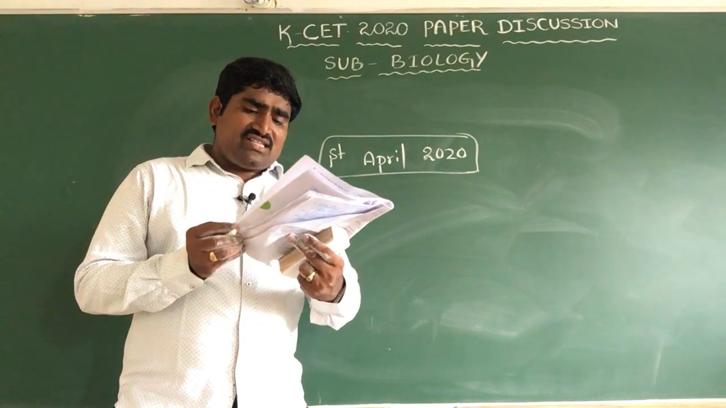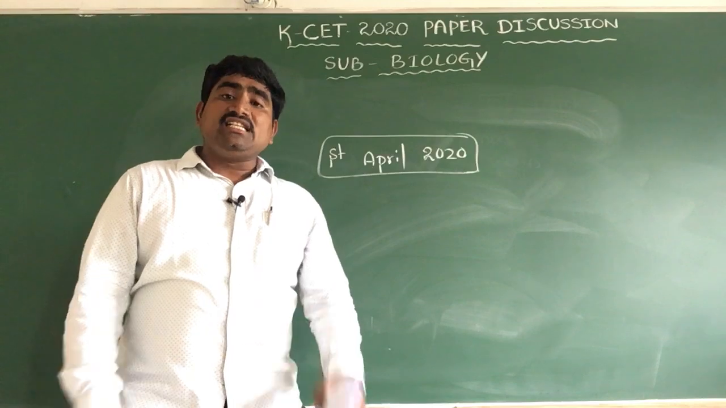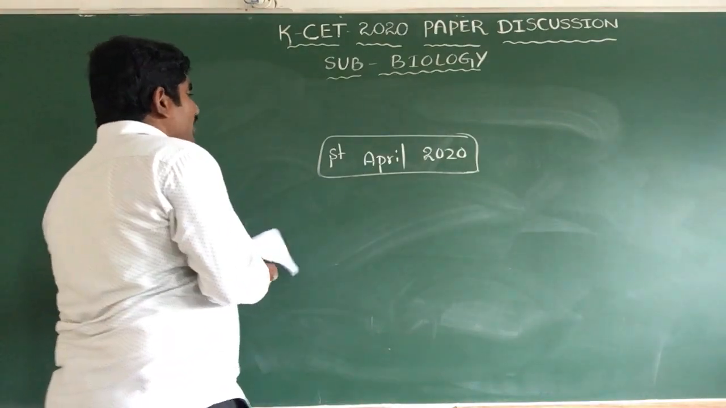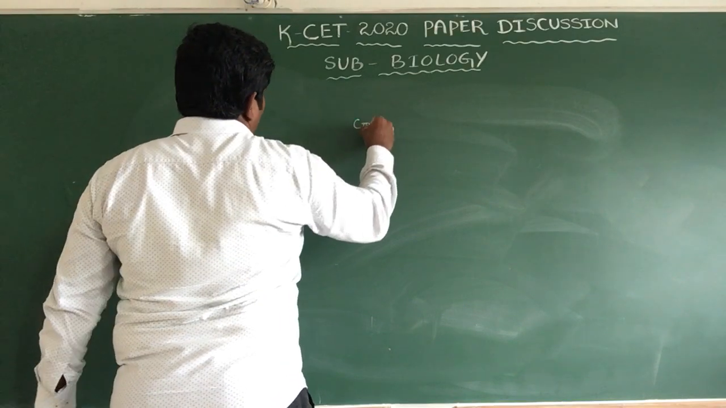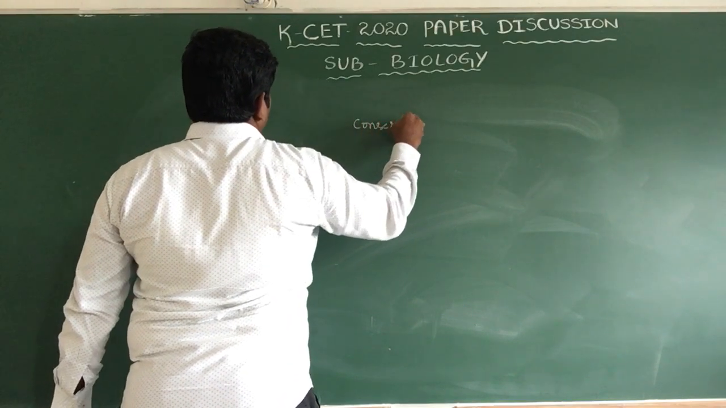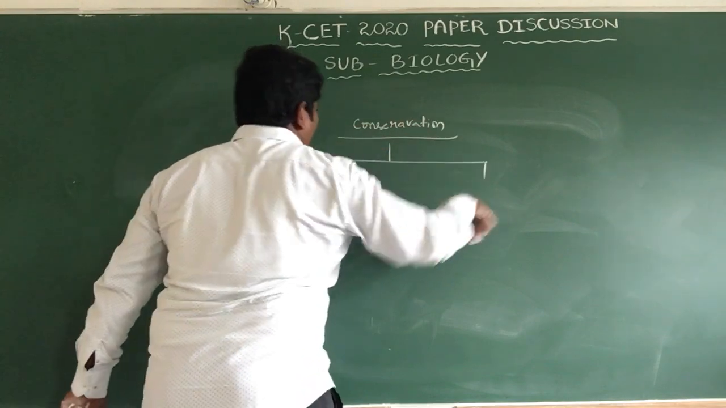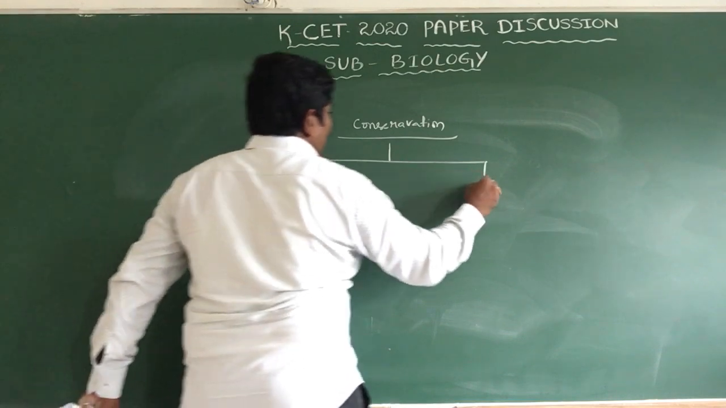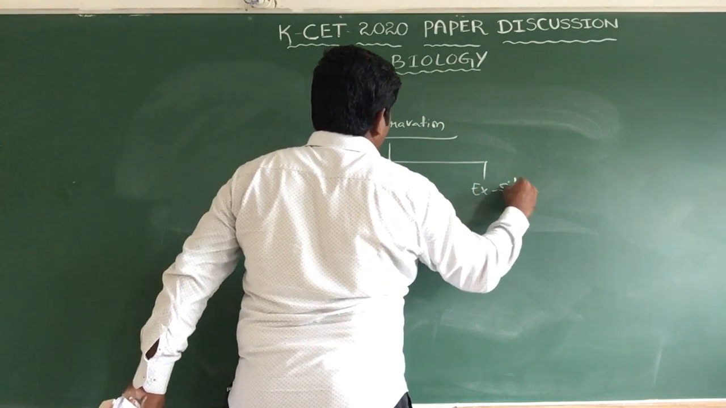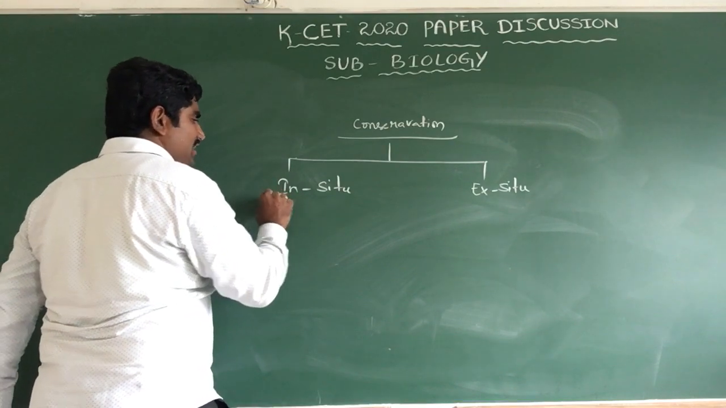Next, which one of the following is not included under in situ conservation? Conservation is of two types: ex situ conservation and in situ conservation. In situ means in their natural habitat, and ex situ conservation means in places other than natural habitats.